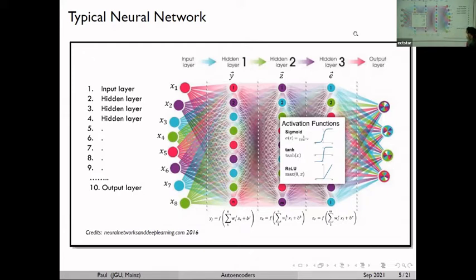As you can see, the sigmoid, tanh, and relu. So I will briefly also discuss the relevance: why do we need such a structure to study physics through different models? Okay, so this is the typical structure here.